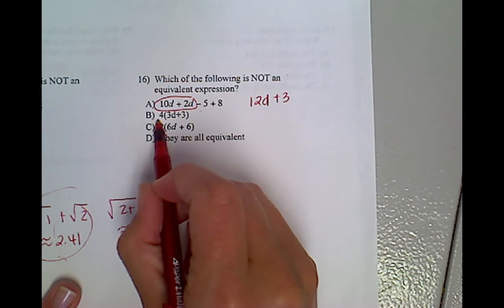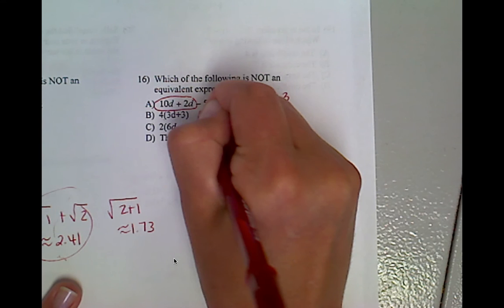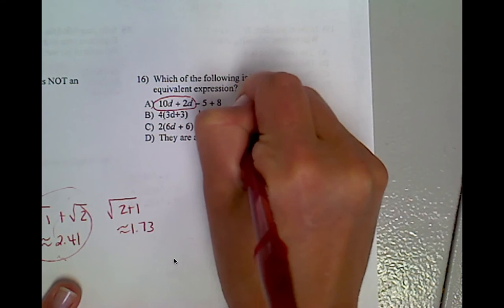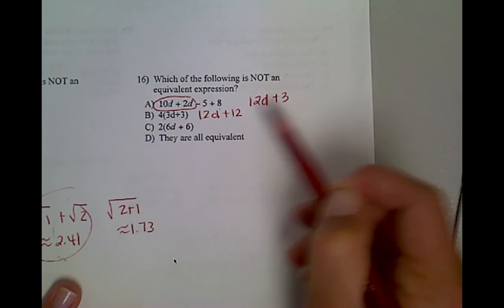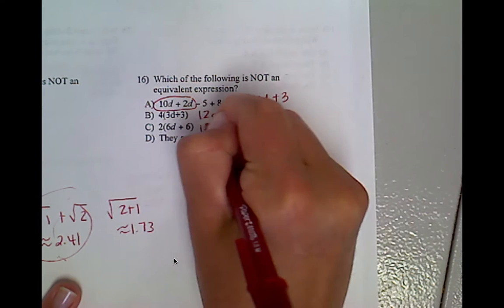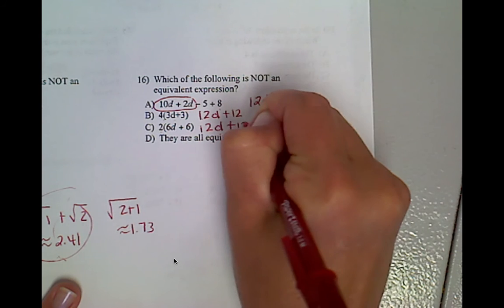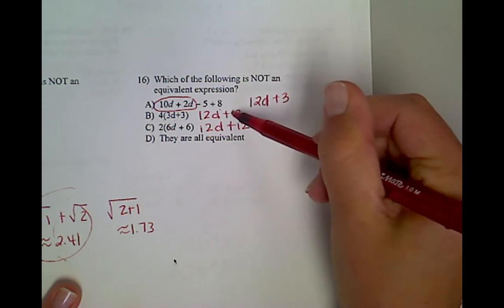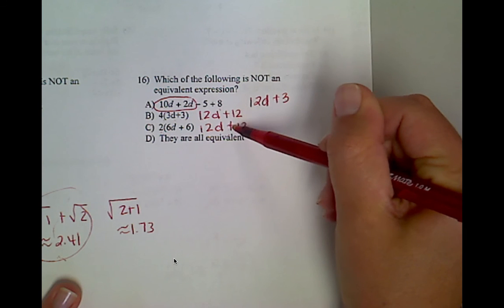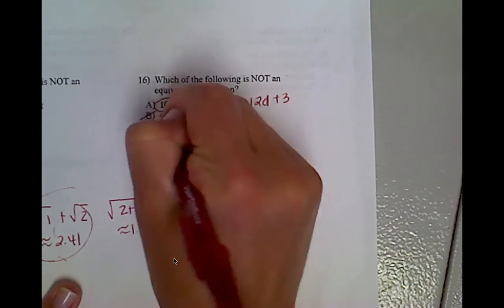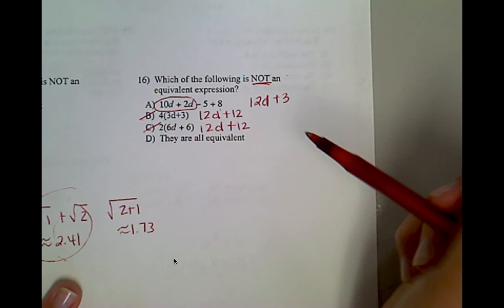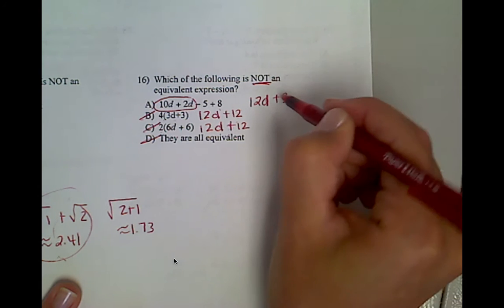Okay, this one right here, if I'm distributing, 4 times 3d is a 12d. 4 times 3 is a positive 12. So obviously those two are going to be different. They both have a 12d, but the constant on the end is different. 2 times 6d is 12d, and 2 times 6 is a positive 12. So we have three expressions here, and these two, when you simplified them or distributed, came out to be the same thing. Therefore, these two are not the ones that are not like the others. They're not all equivalent because we saw that A, the constant 3, is not the same thing as a 12. So A is the one that is different.